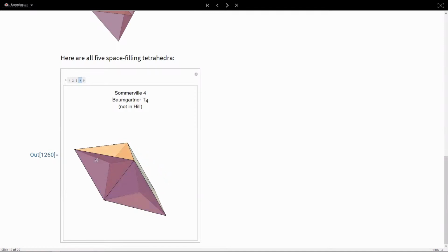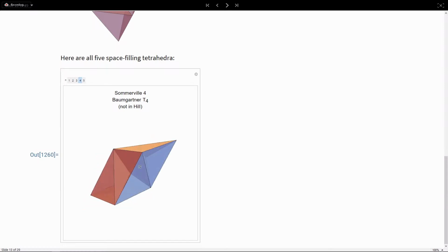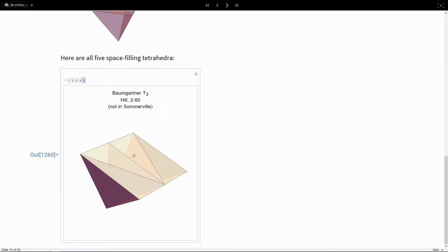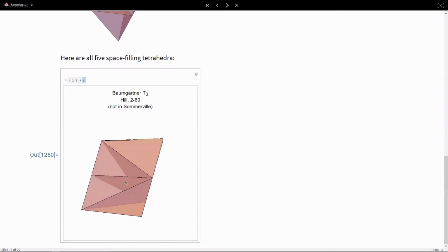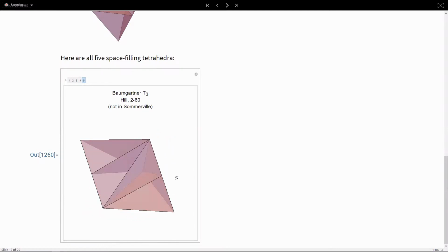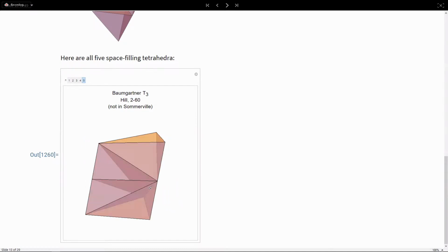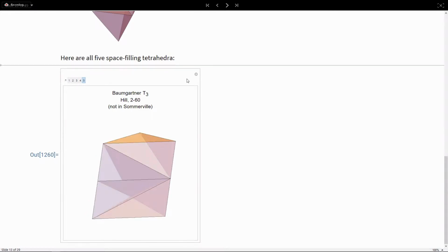And another prism dissection. Here is 12 tetrahedra making up a prism which will tile space. And here's the last one, generating another prism which will tile space. This is the weirdest of the space-filling tetrahedra. So these are all special tetrahedra.